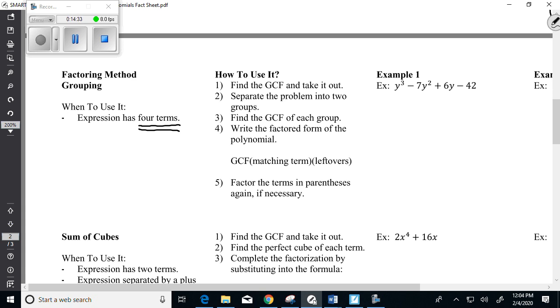Looking at example number 1, y to the 3rd minus 7y squared plus 6y minus 42. It has 4 terms. So we kick things off by finding the greatest common factor. I told you it was the first rule of all factoring. If you look at the whole problem, there's no number that divides out of everything evenly, and all of them don't have the same variable, so we can keep it moving. Greatest common factor is 1.